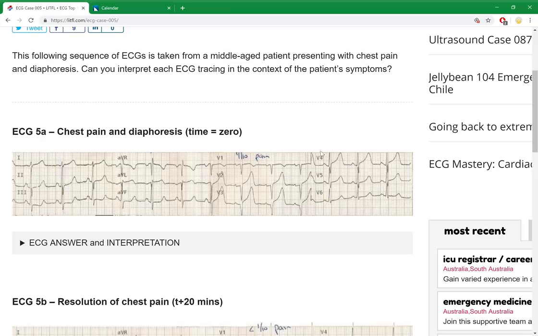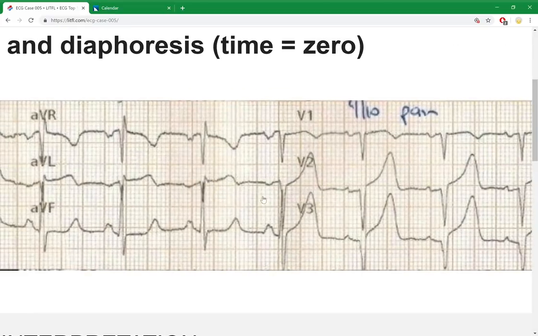So V2 through V4, and even a little V5, you have ST elevations, but most importantly, hyperacute T waves combined with the ST elevations. If you look over here at the non-precordial leads, or the limb leads, mostly in aVL, you can see some ST elevation. Now, this is very slight. Not all ST elevations are going to be huge, like, oh, that's an obvious STEMI.